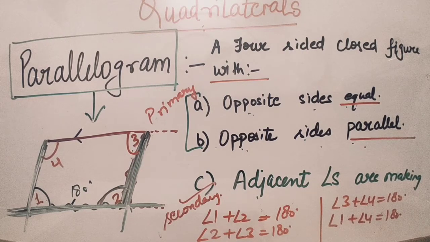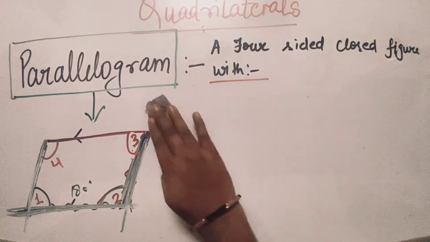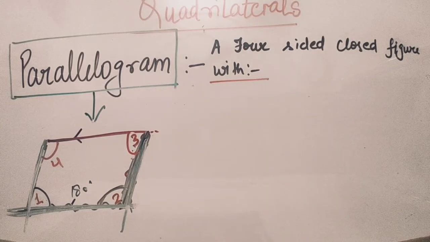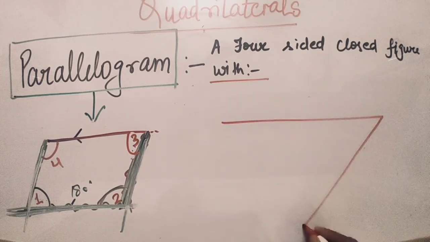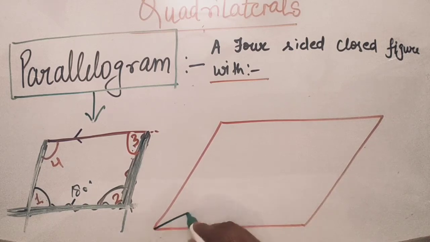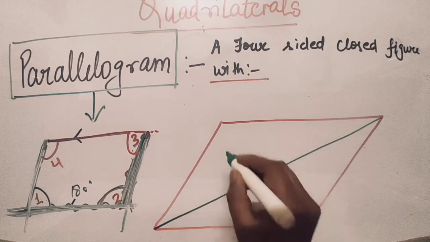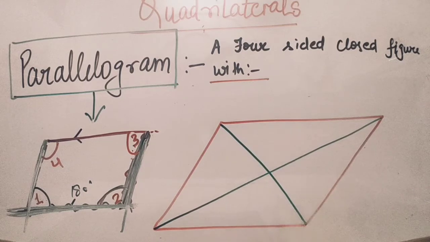Now the last thing about the parallelogram that I am going to discuss is its diagonal. What are diagonals? First of all, we should know. Basically, diagonals are the line segments formed by joining the opposite vertices, right? So now we're going to join these. Here I'm going to tell you what the properties of diagonals of a parallelogram are.